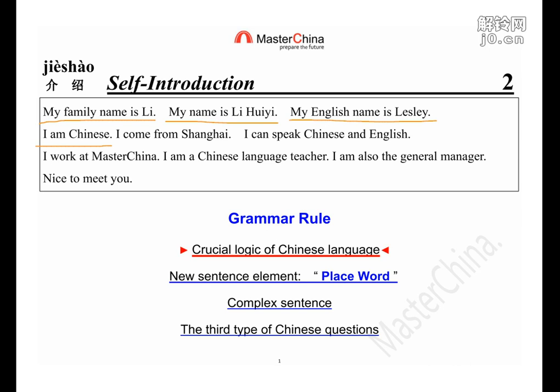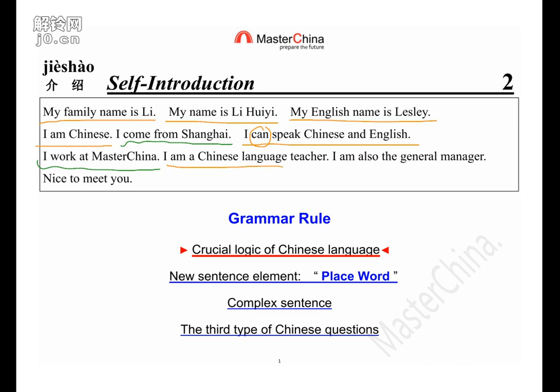我是中国人。I come from Shanghai. This expression I didn't explain in last class. That's today's work. 我会说中文和英语。会 be able to. 说 speak. I work at Mass China. This is also today's work.